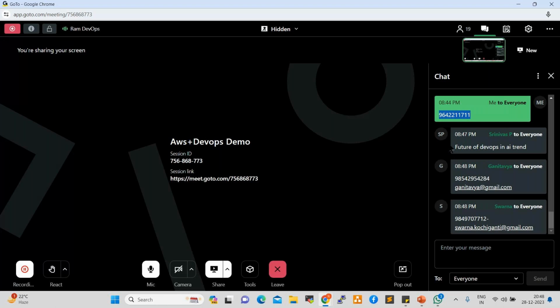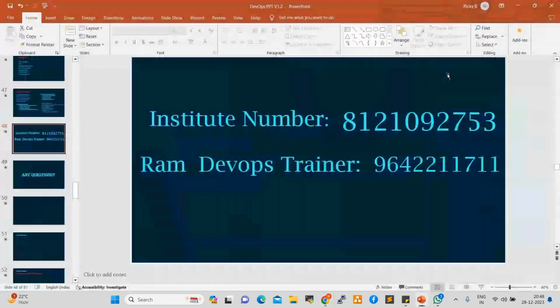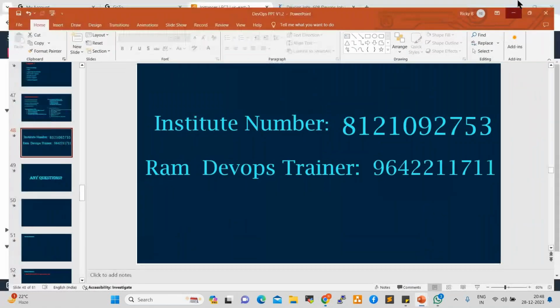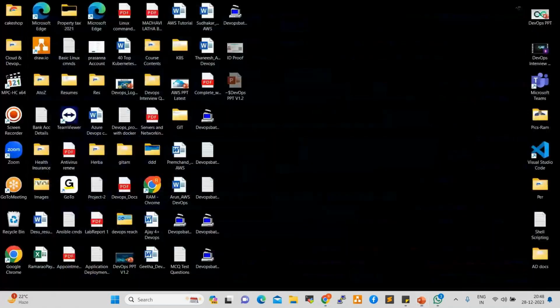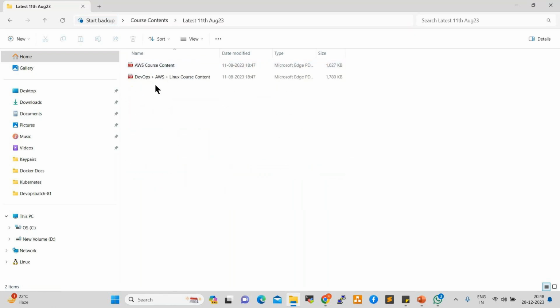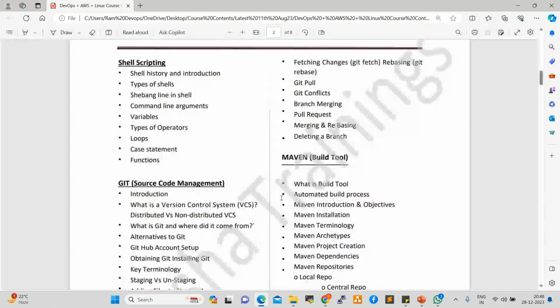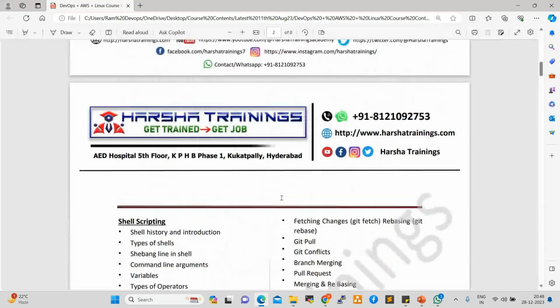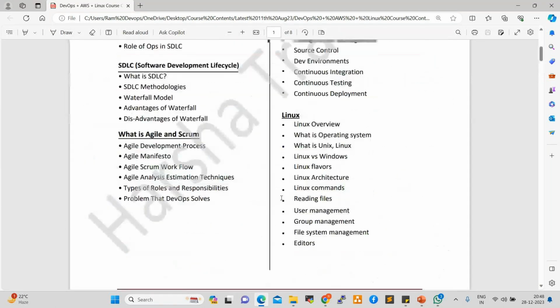Okay. So now let us go with the course content. Very good content is available. If you need this course content, I'll share it with you. See here, DevOps plus AWS plus Linux course content. So this is the DevOps course content.